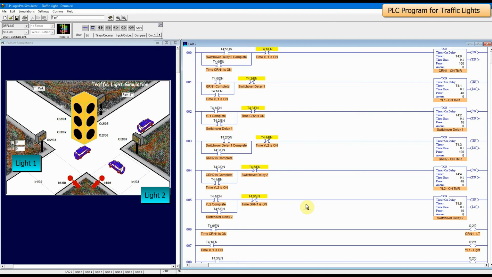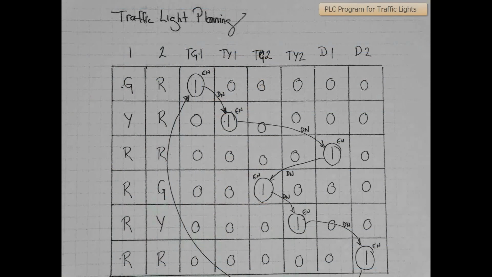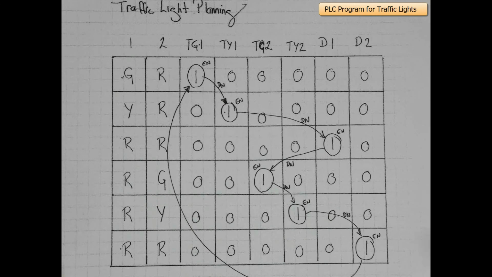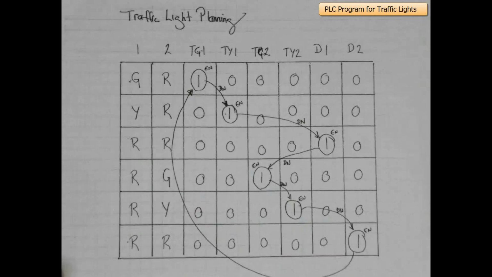Every timer is driven by the done bit from another timer. There's actually no way to start this unless I force one of the timers to run. So let's go back to our truth table and take a look and see if we can figure out how we want this to start. So here we are back at our truth table, which also serves as our state diagram for the traffic light planning. Just zoom out a little bit here.